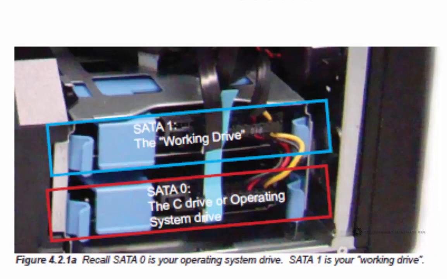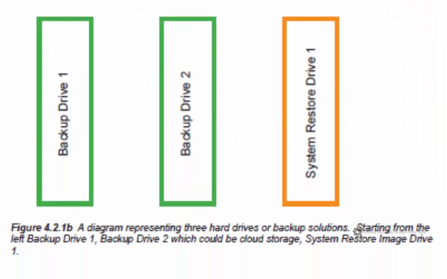So recall that there are a total of 5 hard drives involved in this scenario. There are 2 internal drives, which we see here, and then we have 3 external drives. I've diagrammatically drawn in 3 external drives. 2 of them are backup drives, and 1 of them is a system restore drive.